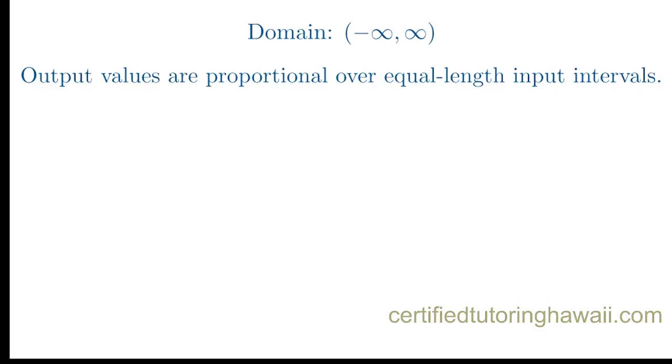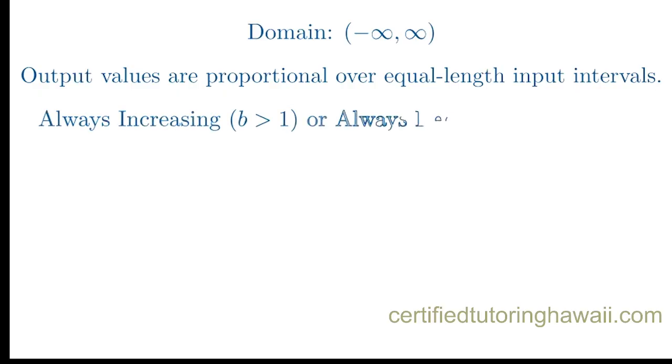Third, the function is always increasing if b is greater than 1, or always decreasing if b is between 0 and 1. This means the graph never changes direction. Exponential functions are always monotonic. They are either always increasing or always decreasing.